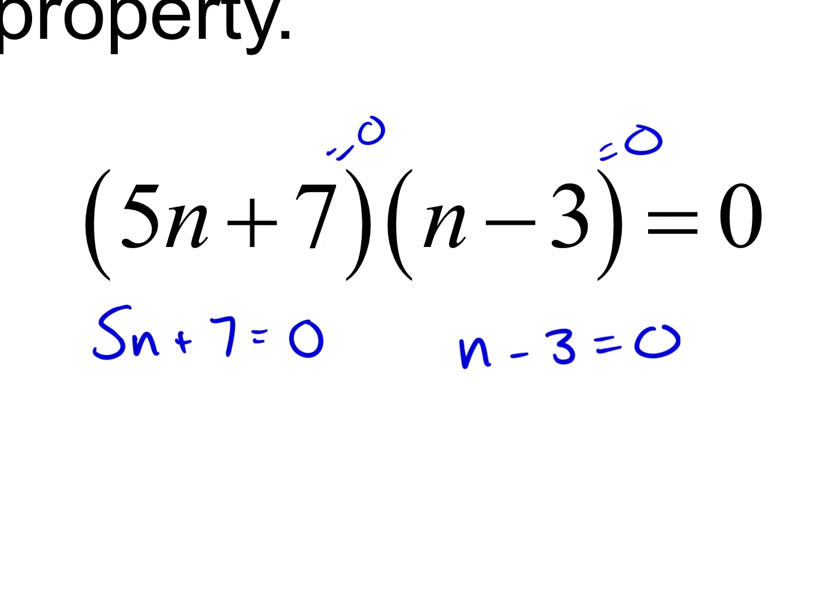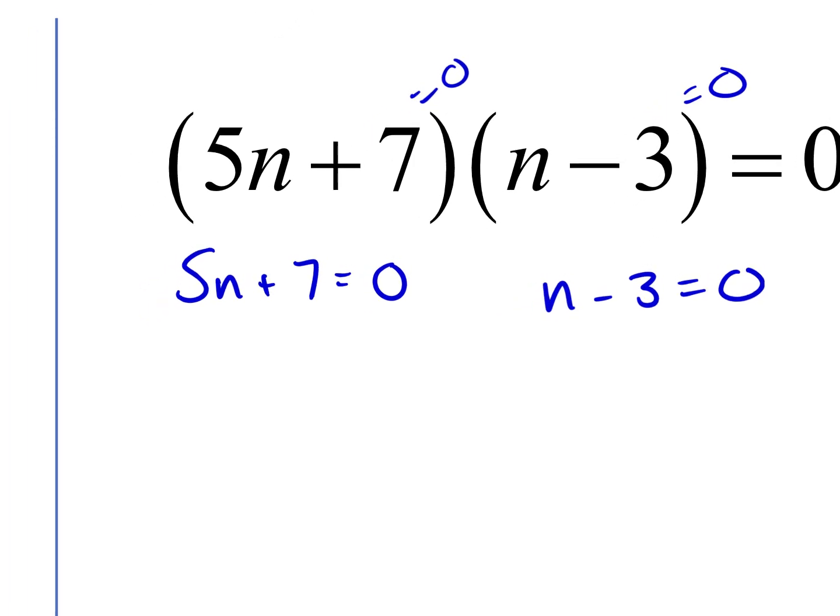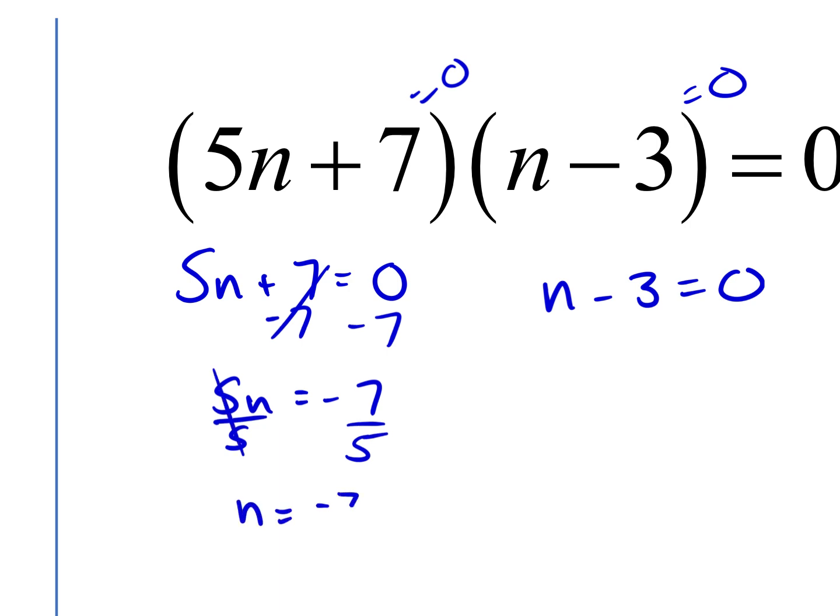Dylan, what would I do first to solve the first equation? Do what to the 7? Subtract the 7. Awesome. So 5n is equal to negative 7. What would we do next? Divide by 5. So n is equal to negative 7 over 5. Perfect.